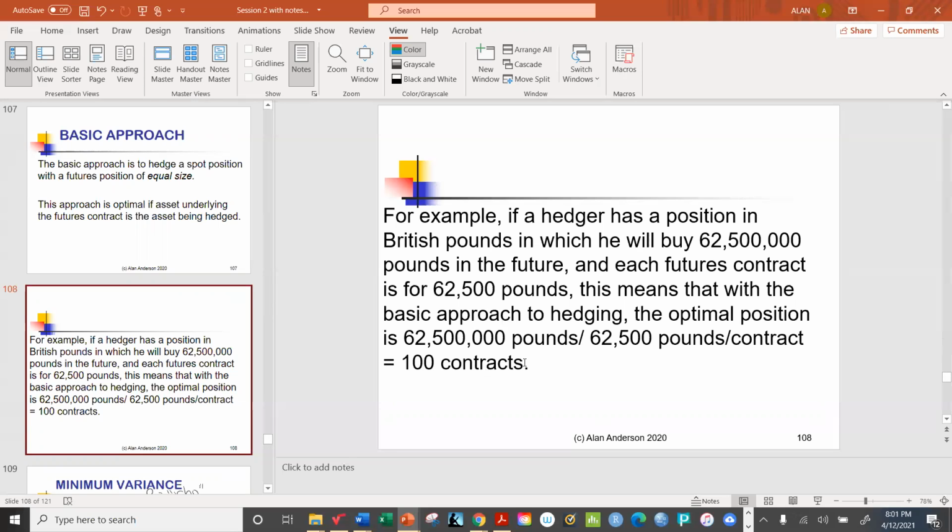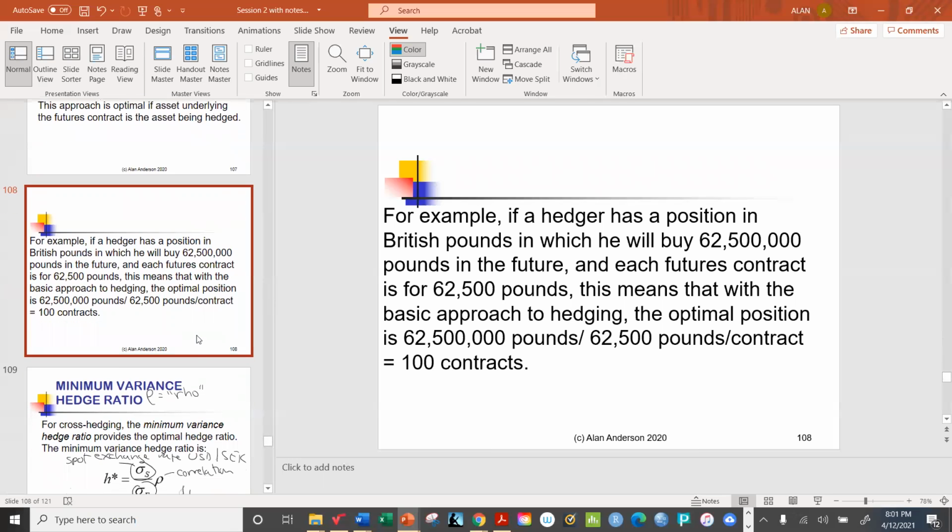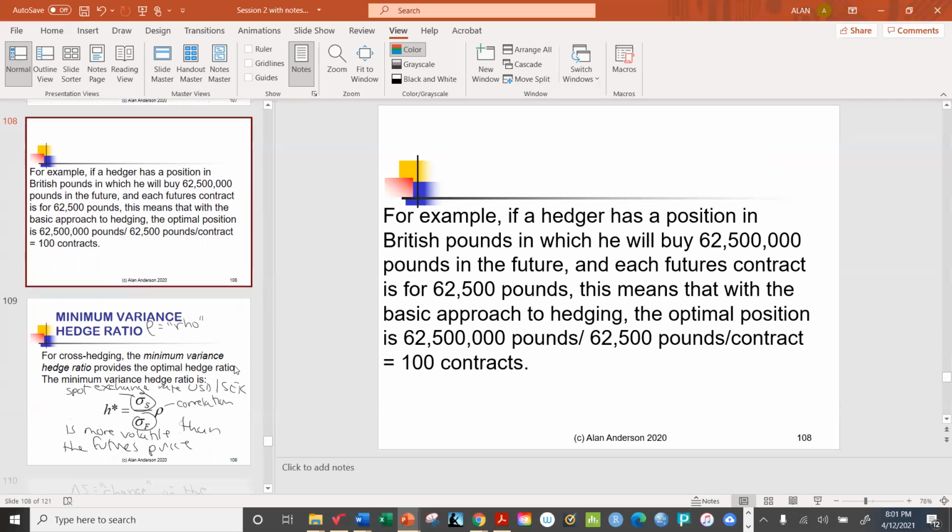Now, of course, it usually doesn't work out that way. The chances of it working out so nicely are pretty low. But what you want to do is get as close as you can to that position. In other words, you want to make sure that the value of these contracts is as close as possible to the value of your underlying position. You do the best you can. Like you might need 99 or you might need 101, but you're going to come as close as you can to the size of the underlying position. That's a very good, simple approach, and it works pretty well, but it may not be perfect.